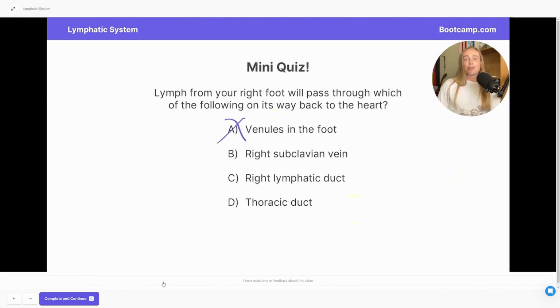Looking at answer B, the right subclavian vein is going to receive lymph from the right lymphatic duct. Remember, the right lymphatic duct only collects the lymph from the upper right part of your body, making both B and C incorrect. Answer D is our correct answer. Even though it may seem odd, the thoracic duct is going to collect all of the lymph from your right lower limb.